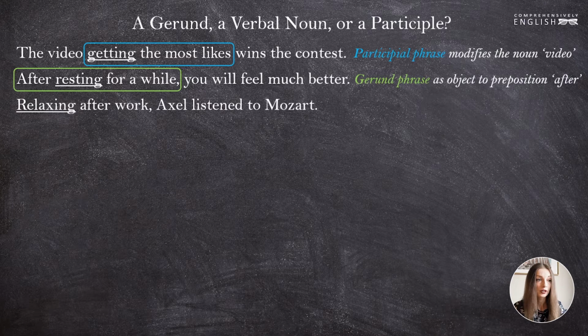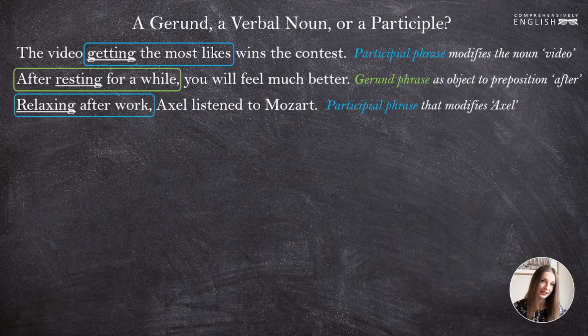Relaxing after work, Axel listened to Mozart. What is relaxing? We are dealing not with one word here, we are dealing with this whole phrase, relaxing after work. And this is a participial phrase that modifies Axel. Doing what? Axel listened to Mozart. Relaxing after work. So relaxing is participle one.